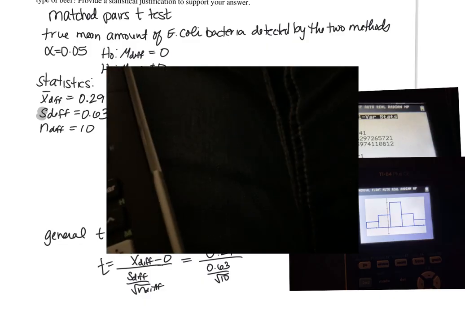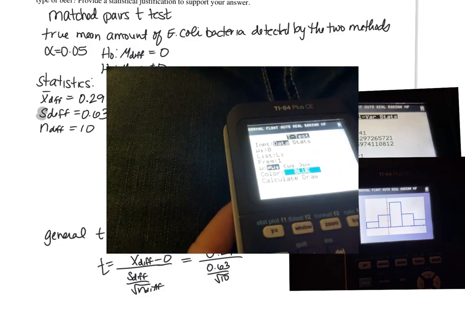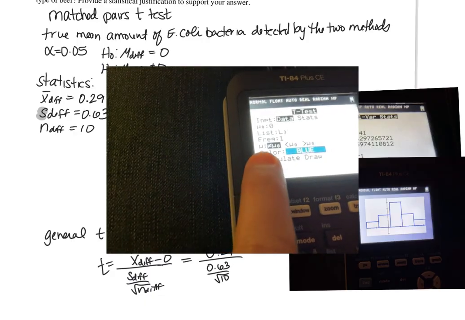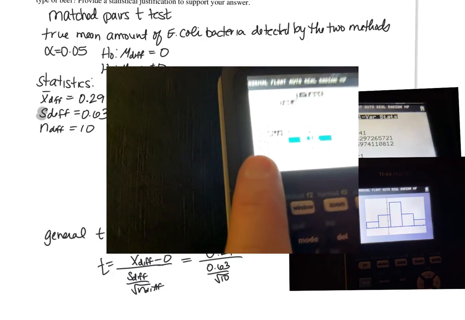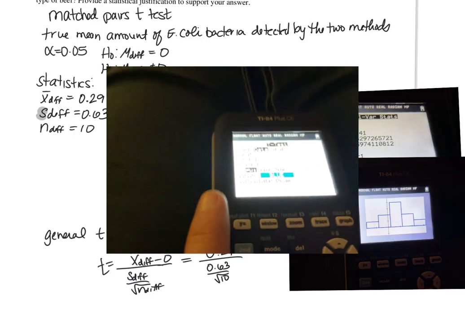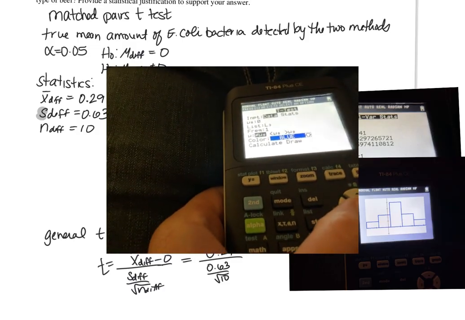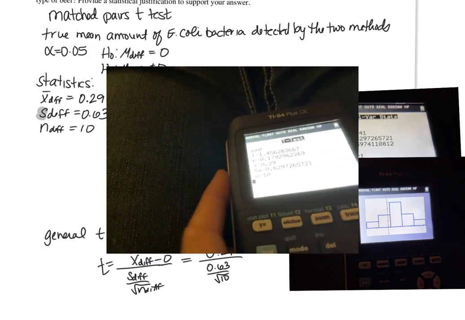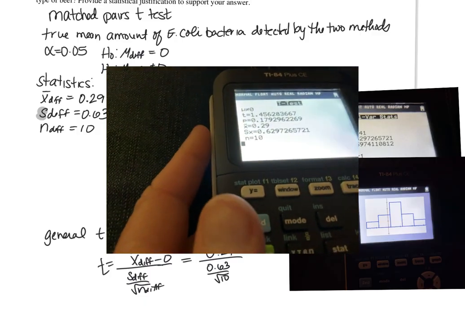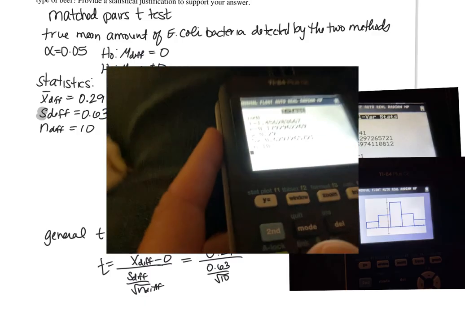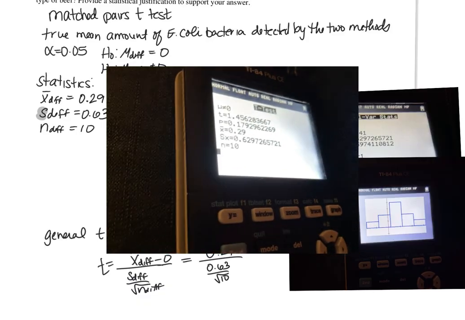Hold on. All right, here you go. I got list 3 in there. And then we said our alternative was not equal to. I know the glare's killing me here. And then we're going to go down to calculate. And it's going to tell me the t is 1.45 and the p is 0.179. Okay, so we're going to write that down.